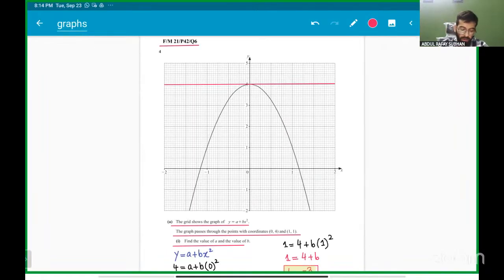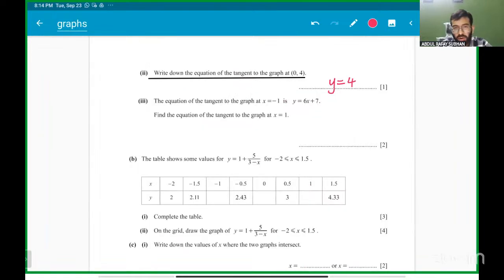Is everyone clear? Understood? Very simple. It will be a horizontal line. So y equals 4 will be the solution. Is it clear? Got it? Everyone following? Any questions? Any issues? Okay, we got y equals 4.